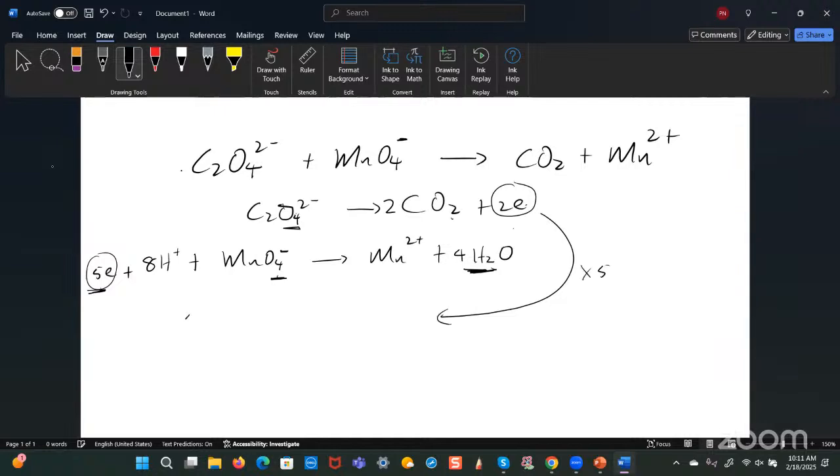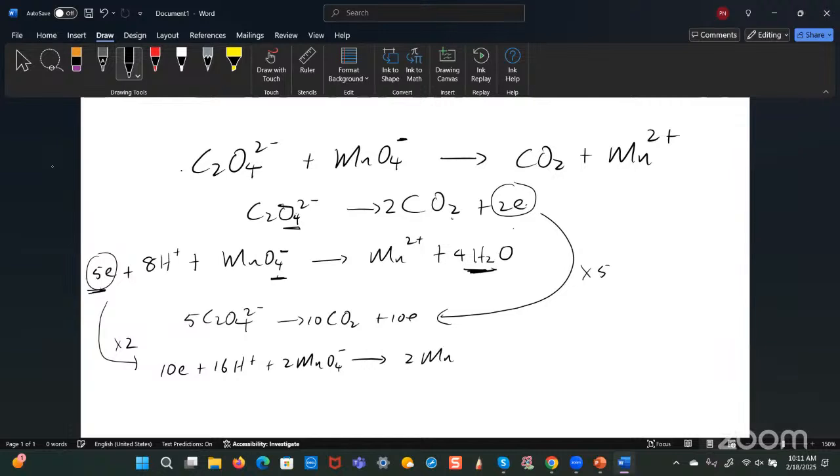So you're gonna get 5 C2O4 2 minus to give 10 CO2 plus 10 electrons. And then I'll multiply this by 2 to get 10 electrons plus 16 hydrogen ions plus 2 MnO4 minus to give 2 Mn2 plus 8 H2O. All right?